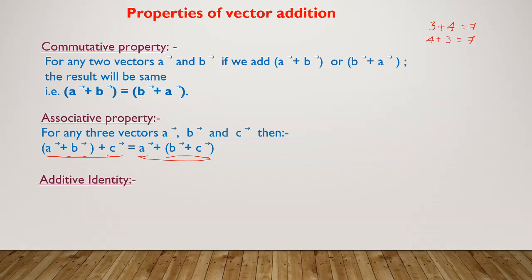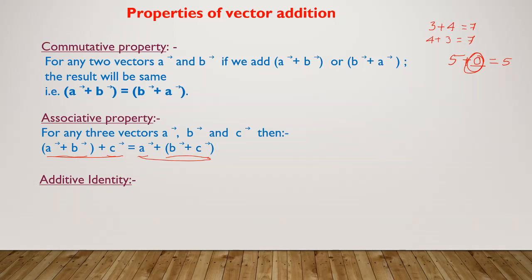Then what about the additive identity? Let us go back to the number system. I have 5 and I add one number to it. I need to get the output as 5 only. So which number do I need to add to get the same output? Obviously, I need to add 0. The same thing we are going to do in vector addition. Here we call 0 the additive identity of the number system, correct?